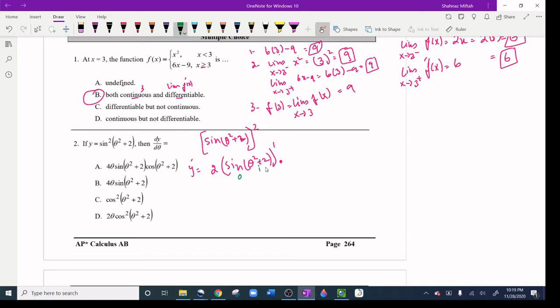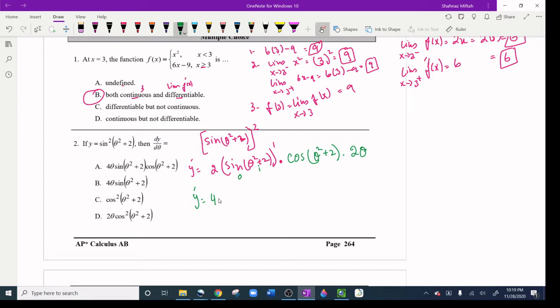Now let's fix it around and we are done with the derivative. It's going to be y prime, 2 times 2 is 4 theta. Then the rest of the stuff is going to stay like sine of theta squared plus 2 times cosine of theta squared plus 2. So for this, the answer is A.